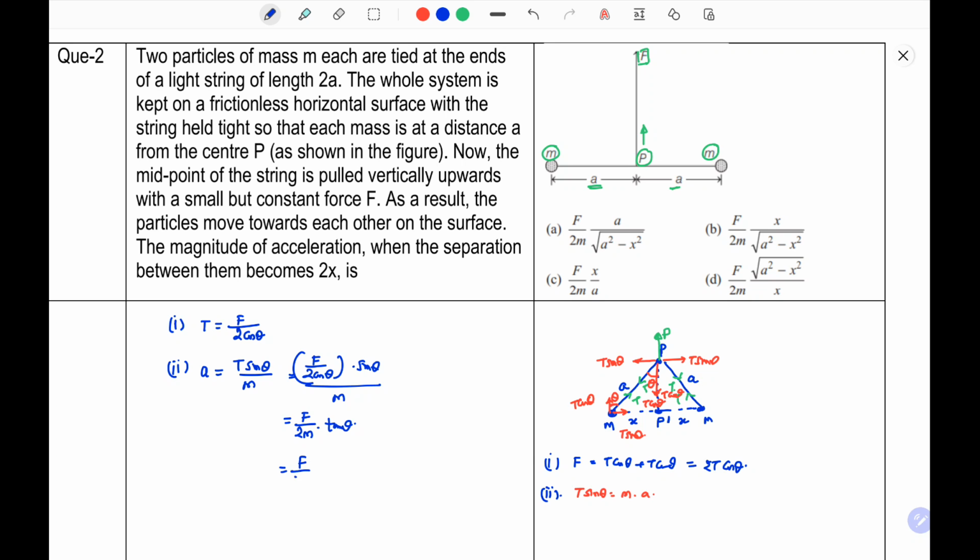And from the diagram, we can find the value of tan theta. Here, the distance from M to P dash is x and the distance between M and P is A. So from the right angle triangle, PP dash will be equal to the square root of A square minus x square. So tan theta is perpendicular by base. Perpendicular is MP dash and base is PP dash. Substituting the values, we have F by 2m, MP dash is x and PP dash is root of A square minus x square. Hence, option B is the correct option.